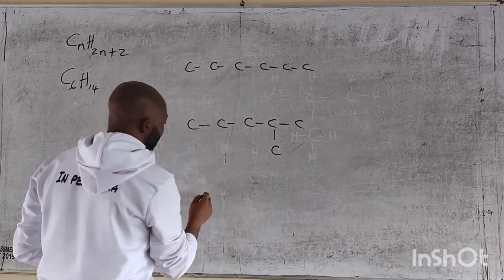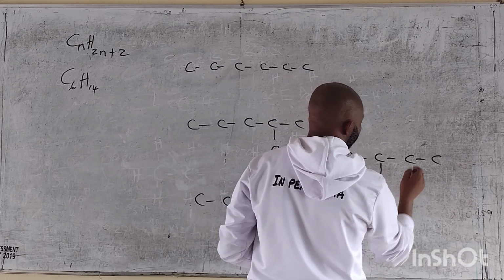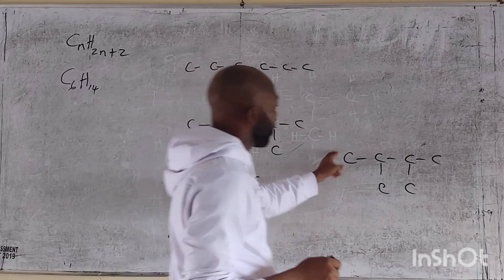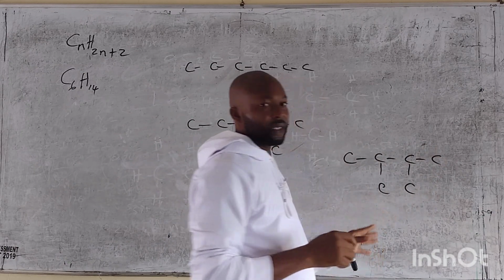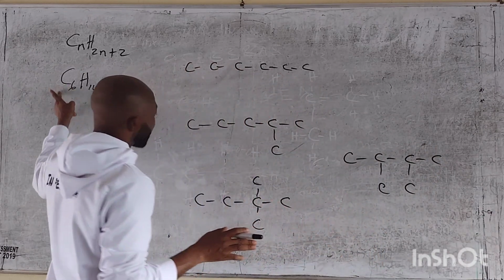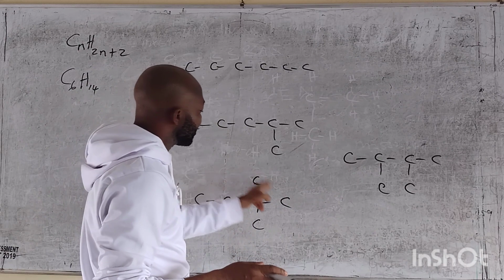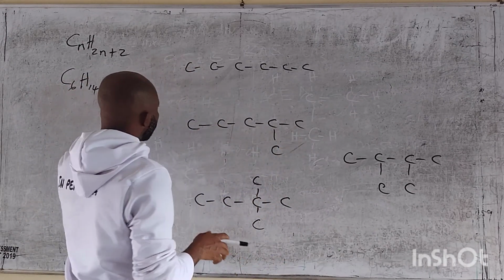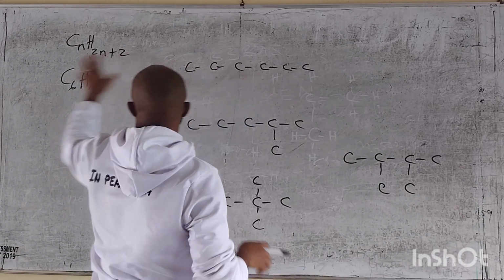I put 1 here and 1 here. Now, 1, 2, 3, 4, 5, 6. It is 6 carbon atoms. 1, 2, 3, 4, 5, 6. 6 carbon atoms.